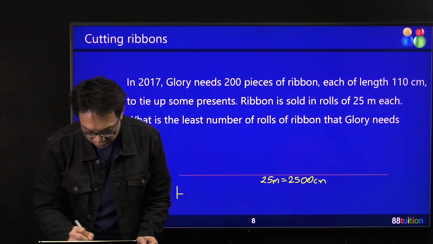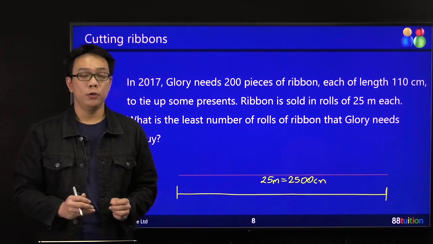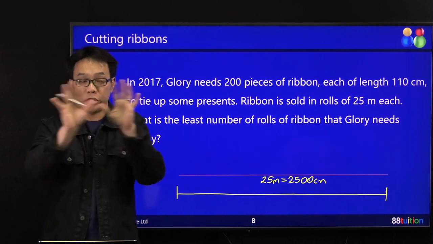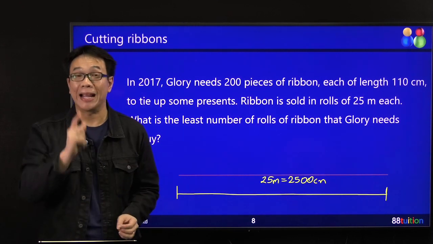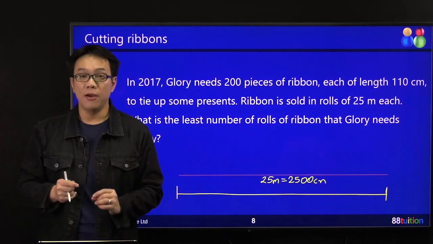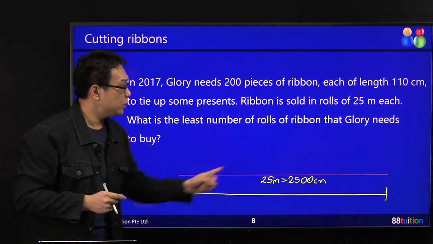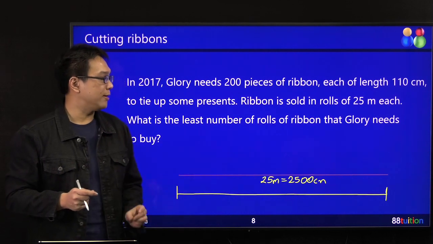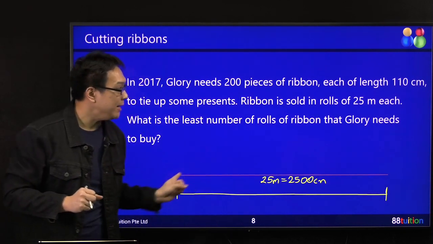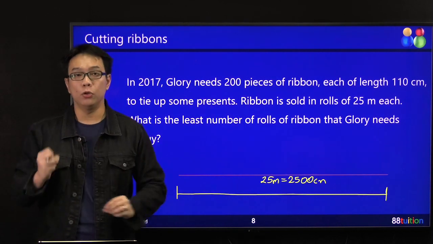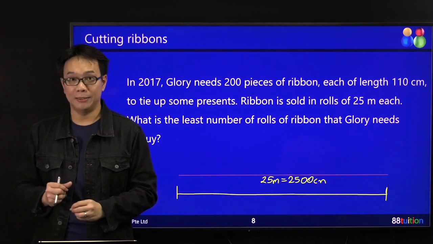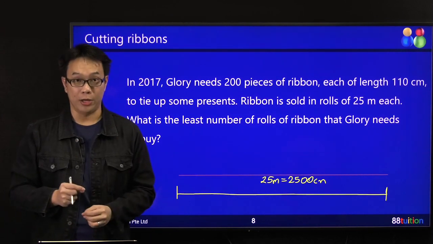Alright, from here to here is fixed. You cannot say take another row and connect with another row and connect with another row. No cross tape, cannot. You only got scissors. You only can cut. So down here, this entire length is 2,500 centimeter. From this 25 meter or 2,500 cm of ribbon in one row, how many 110 can you cut? That is supposed to be your question.